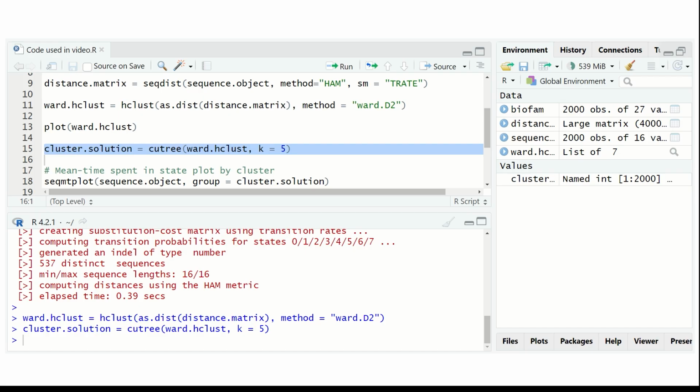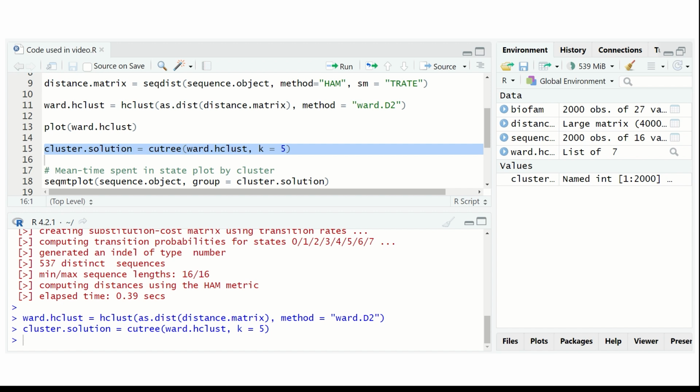So in the previous video, we'd ended off by assigning each of the 2,000 people in the biofam dataset to one of 5 clusters based on how dissimilar the sequences of family household formation or family trajectories were. And in this final video, I'm just going to take you through some of the possible plots that could be used to visualize sequence data in order to help interpret what those 5 clusters mean.